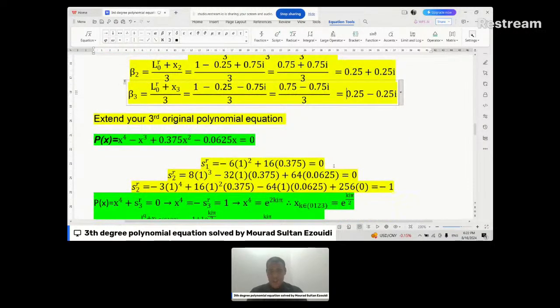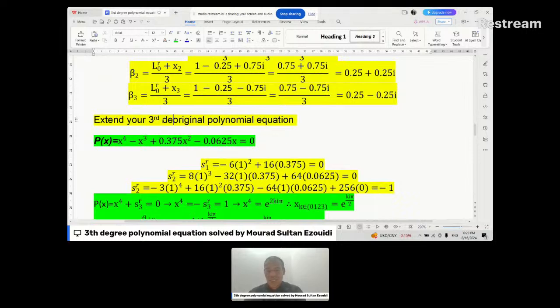Okay, this is my original polynomial equation. I just extend your original third degree polynomial equation to obtain a fourth degree polynomial equation. It has to be written as x raised to the power 4 minus x cubed plus 0.375 x squared minus 0.0625 x equals 0. Therefore, learners, I'm going to calculate S1, S2, and S3.